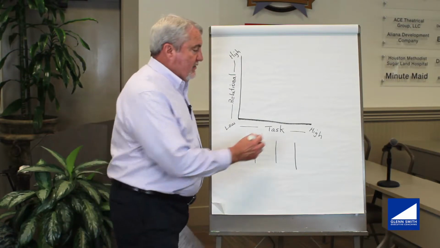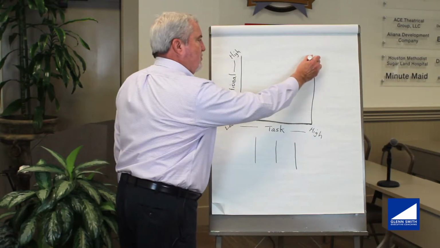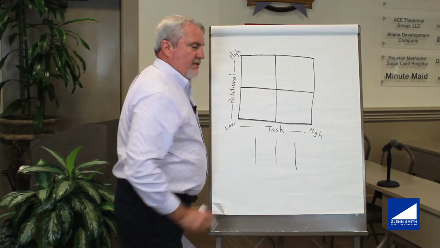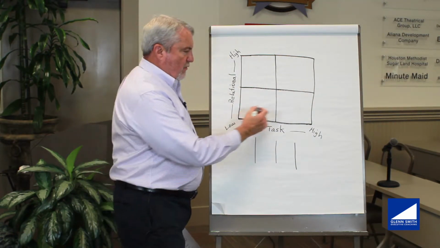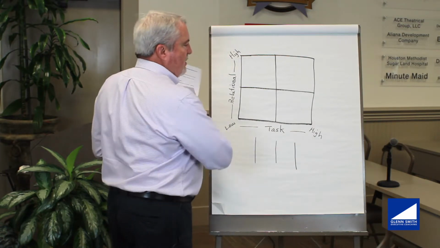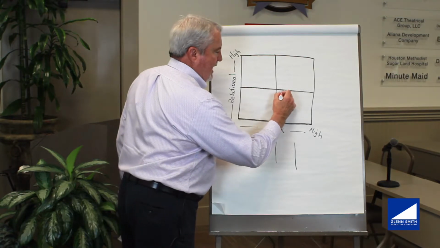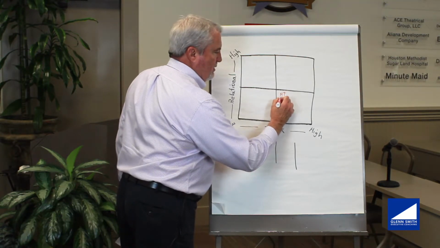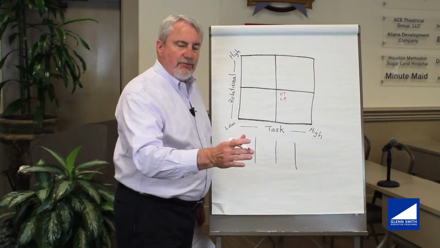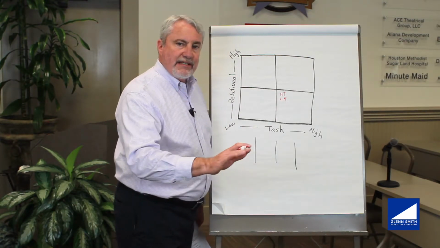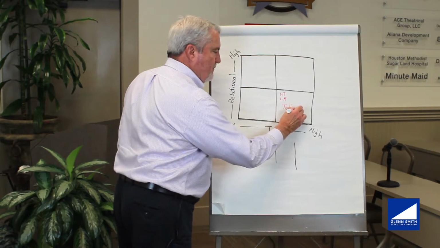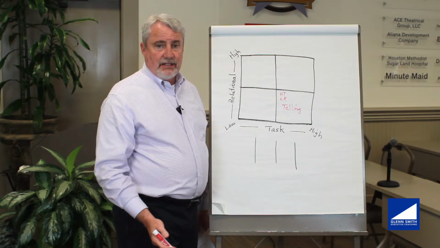So let me show you how this works on the chart. We're going to complete the chart. We're going to put everything in these 4 quadrants. So over here, I'm going to change my colors to help you. Over here, we have high task but low relationship behavior. That's basically very directional or instructional, one way, and that's it. We call this a telling style of leadership or directing style of leadership.